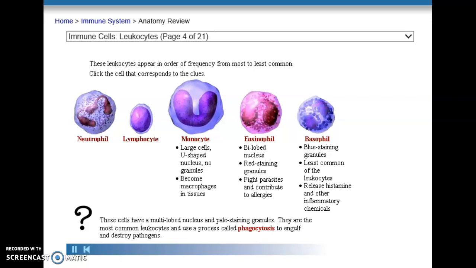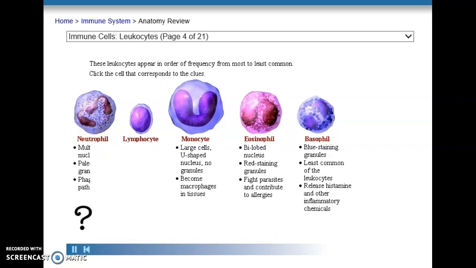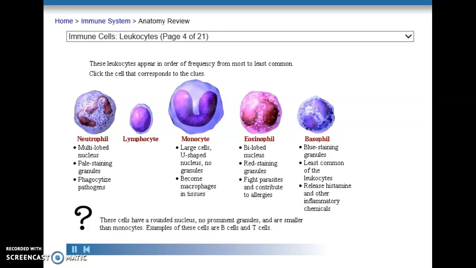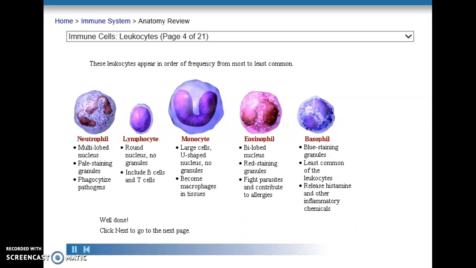These cells have a multi-lobed nucleus and pale staining granules. They are the most common leukocytes and use a process called phagocytosis to engulf and destroy pathogens. These cells have a rounded nucleus, no prominent granules, and are smaller than monocytes. Examples of these cells are B cells and T cells. Well done.